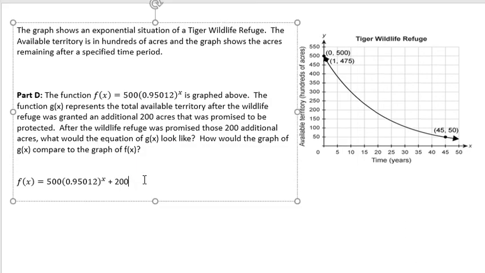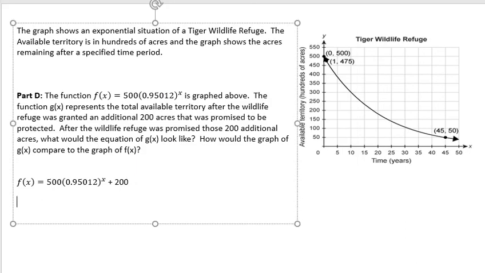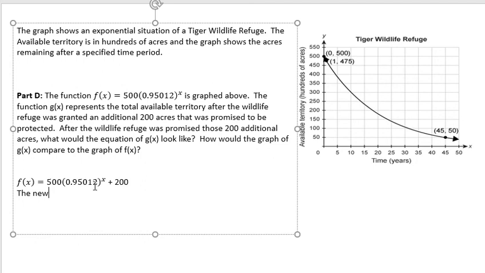Okay, so if I go back to describe that, I wrote the equation. What would the equation look like? Oh, and this should say g of x because I am writing my new equation. So the new function, g of x, will be shifted up vertically 200 units.